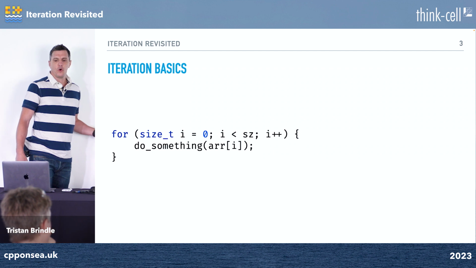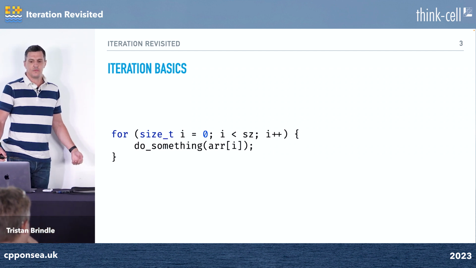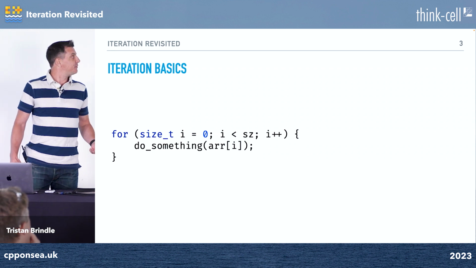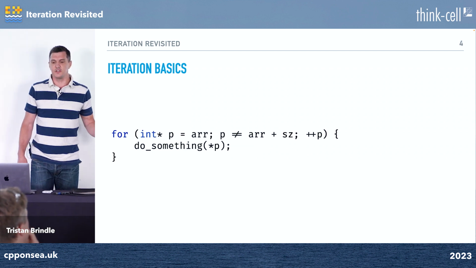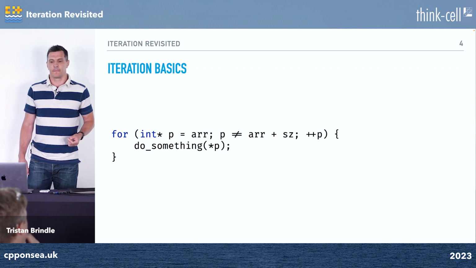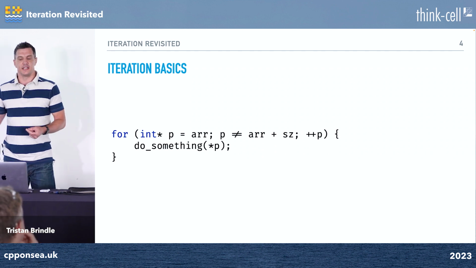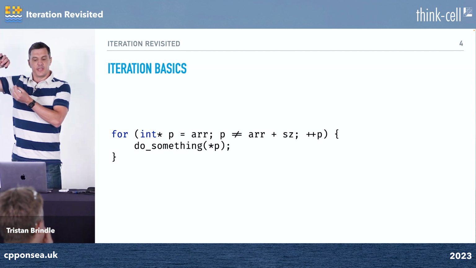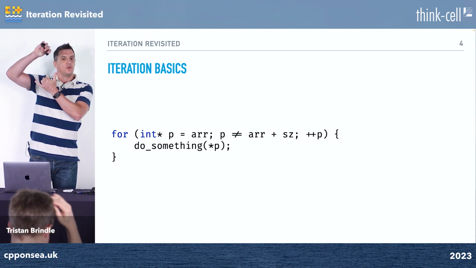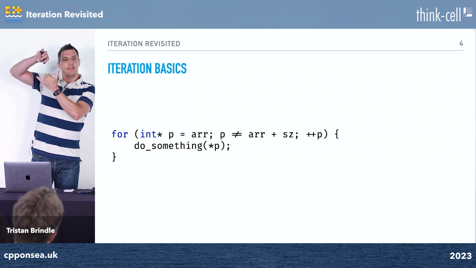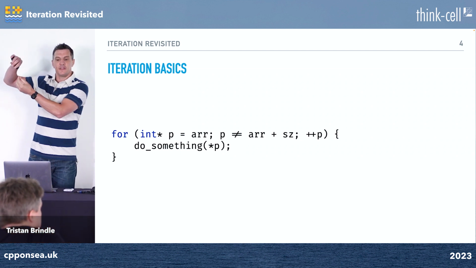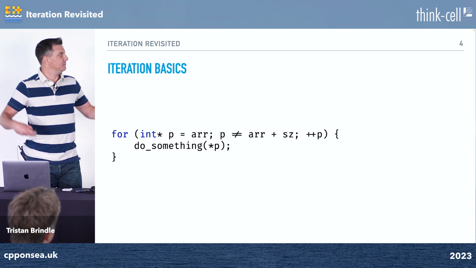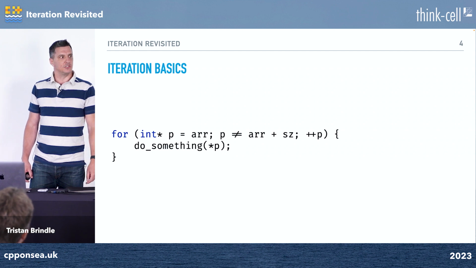But actually, there's more than one way we can iterate over a raw array like this. Perhaps if you came from a C background, you might have preferred to do something like this. Now we're initializing a pointer to the first element of the array. We continue iterating until the pointer is equal to the start of the array offset by size. We're bumping the pointer at each iteration, and then we're dereferencing the pointer to pass it to whatever the do-something function does.